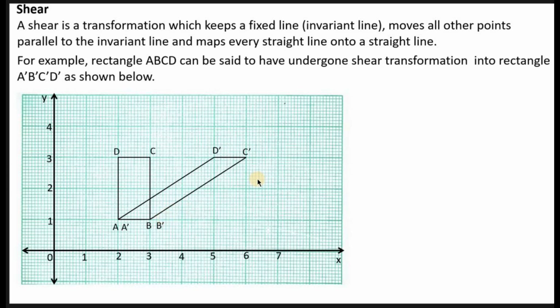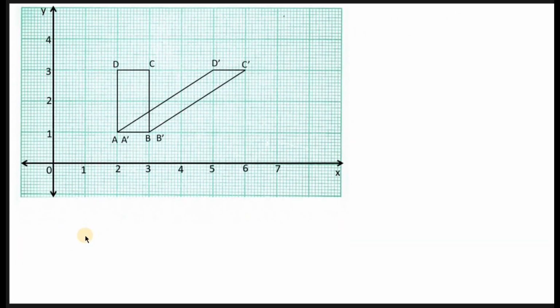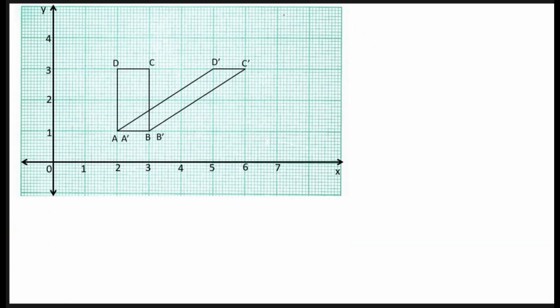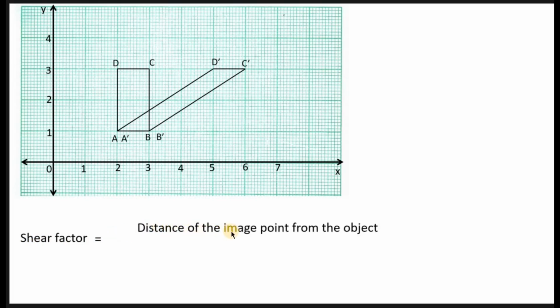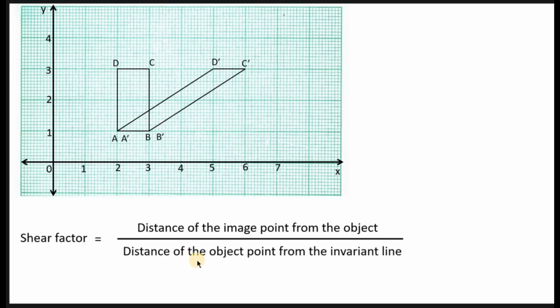So let's move this one up. Here you must understand that a shear factor concept also comes in, where we say the shear factor, or shear scale factor, can be found by the distance of the image point from the object divided by the distance of the object point from the invariant line. You will understand what this means.